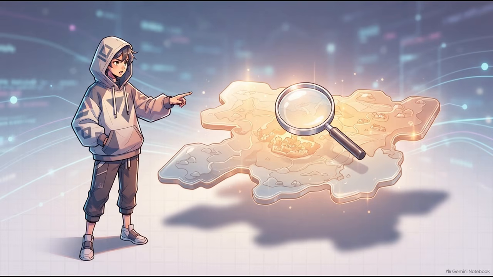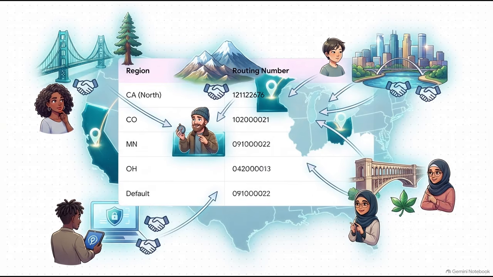It is completely permanent. Because of this regional history, guessing your number is pretty much impossible. As you can see, a Northern California account uses a completely different 9-digit identifier than an account opened in Colorado or Ohio. And if you opened your account purely online or you live in an unlisted jurisdiction, you'll likely just default to that primary Minneapolis number. Bottom line, never guess, always look it up.